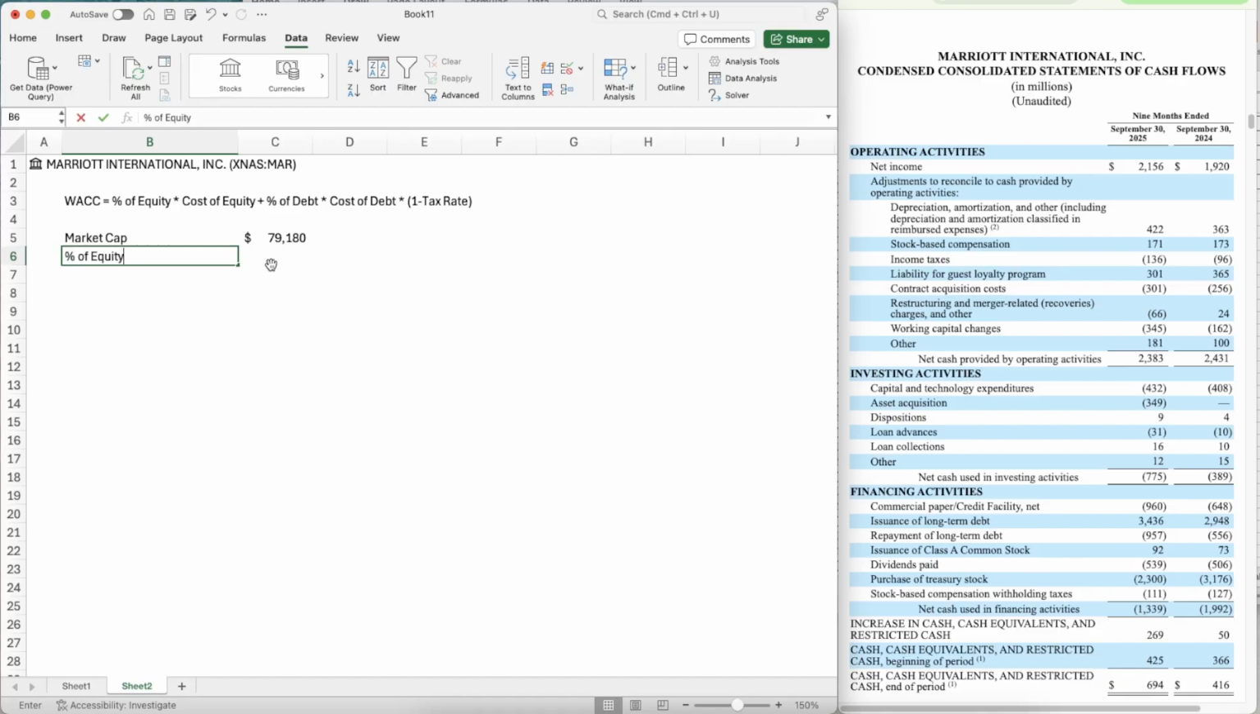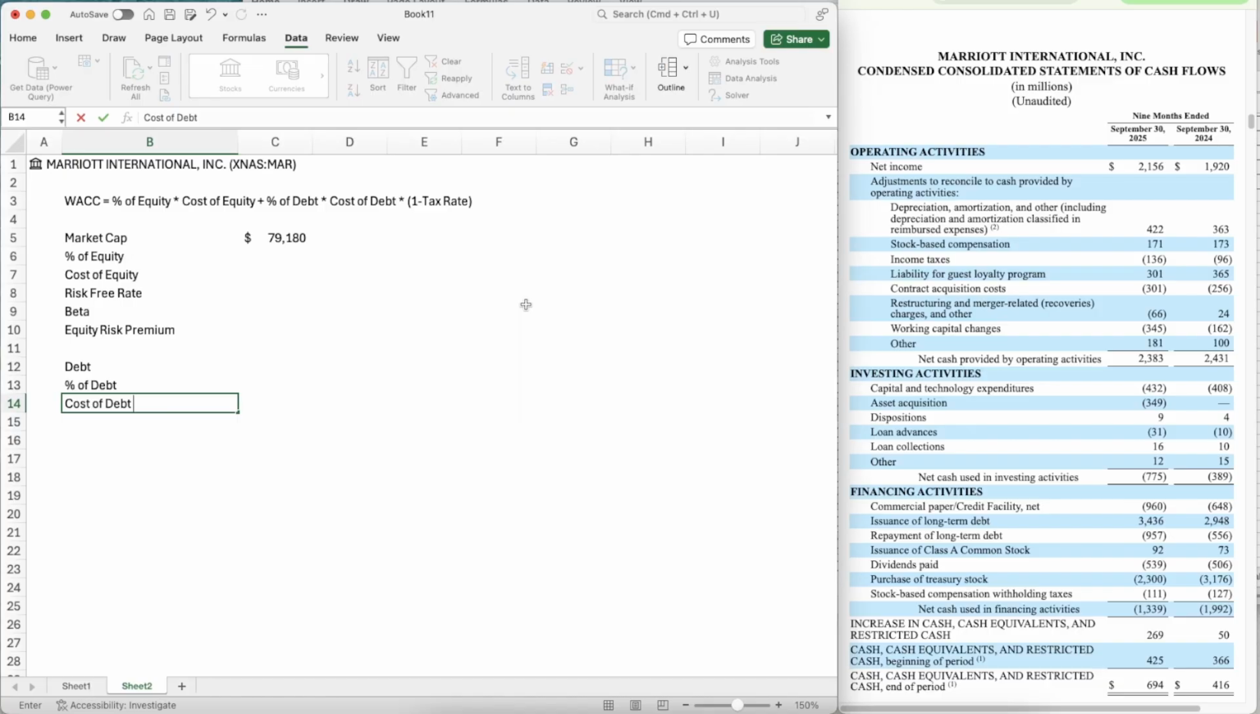Then we want percentage of equity, which we can't calculate now because we don't have the correct total. Then it's the cost of equity. And your cost of equity is your risk-free rate plus your beta multiplied by your equity risk premium. Again, we don't have those yet, so we'll come back to them in a second. The next one is we need debt, percentage of debt, cost of debt, tax rate. Then we want a total.